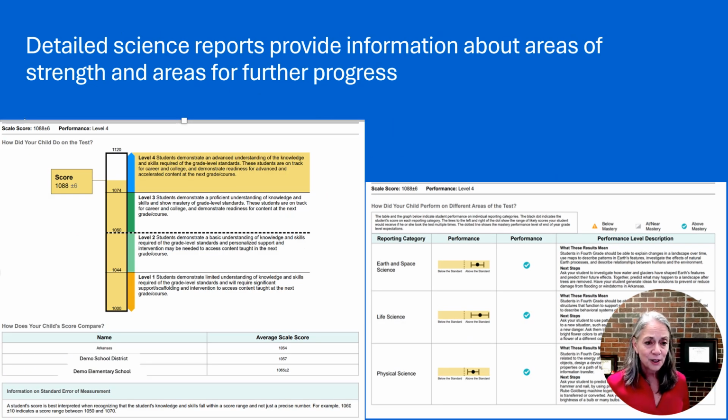In science for last year's summative, if you downloaded the deeper report, then you're going to see this more detailed student report. And again, it gives you really deep information about how your child did in the various parts of science and what those results mean and the next steps that you can use to partner with your child's teacher and advocate for their learning this year.